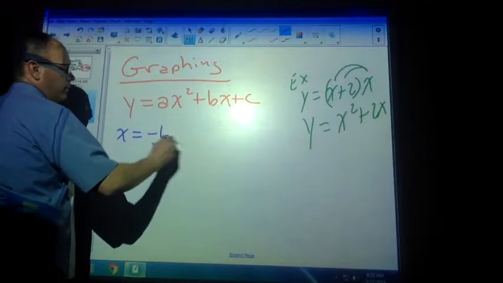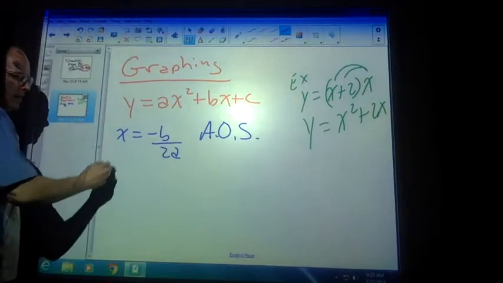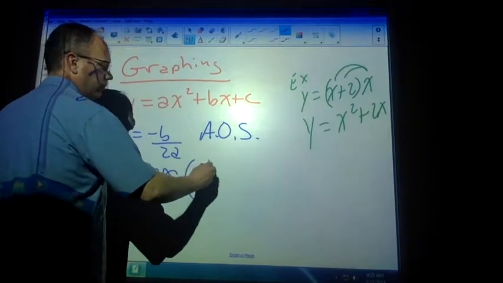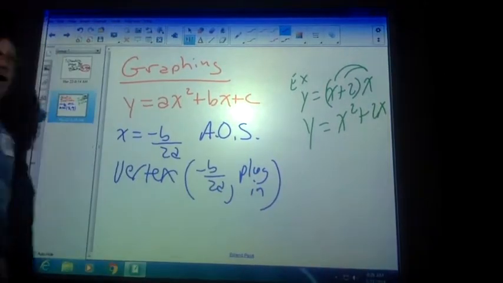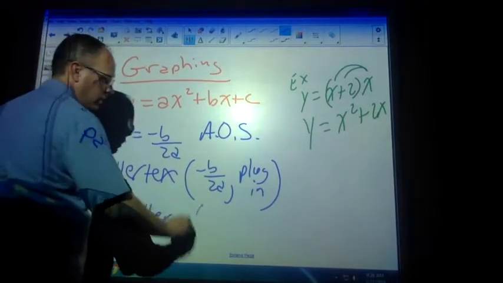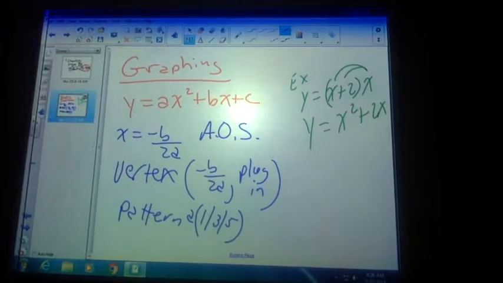x equals negative b over 2a, which finds us our axis of symmetry. And then once you do that, find your vertex, which is negative b over 2a, plug in. Okay? And then after that, you can pattern graph, which is a times 1, 3, 5. If your a value is 1, then it stays 1, 3, 5. And if your a value is like 7, then your 1, 3, 5 becomes 7, 21, 35. Also, if it's negative, it makes those negative. Right? That's everything we've done.